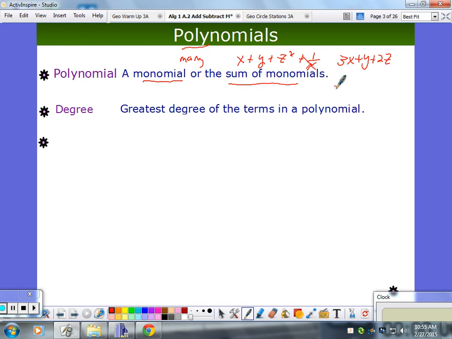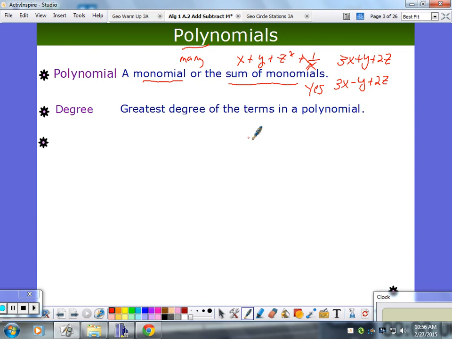What about 3x minus y? Since you're adding, yes, because what is this really? This is like adding a negative, like adding something with a negative coefficient. So that's a yes. Now, to find the degree of a polynomial, it's the greatest degree.